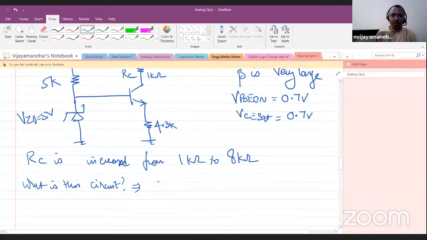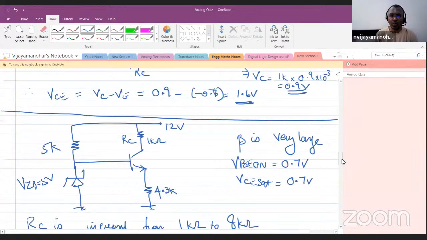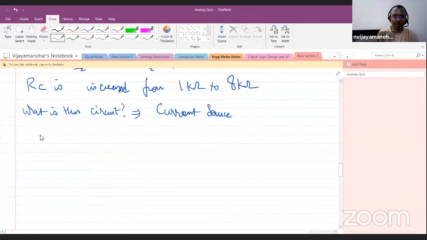Yes, this circuit is a current source. Look at this. This voltage is at 5 volt, because of the Zener diode. VBE on is 0.7 volt. That means this will be at 4.3 volt. This is 0 volt. So 4.3 volt across 4.3 K. How much current will come? 1 milliampere will be the current coming. Correct. Therefore, IE is 1 milliampere.